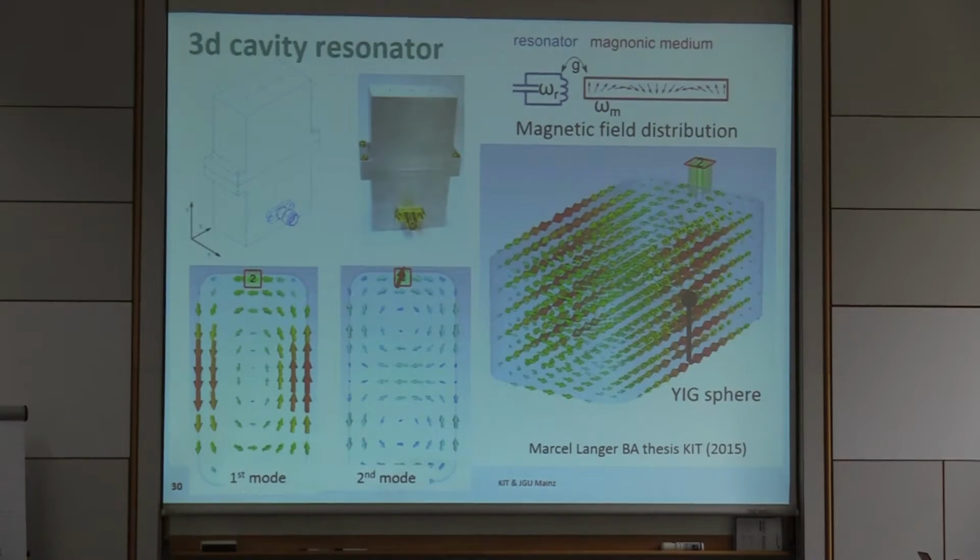This is our contribution. So we also are working with 3D cavities. That's an image of an aluminum cavity, but we also have a copper cavity, which can be placed in a magnetic field at millikelvin temperatures.